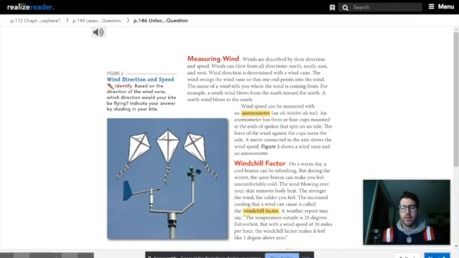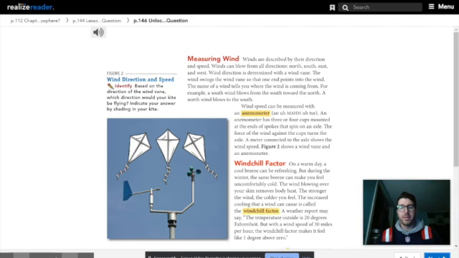Alright, so now that we know that wind is just high pressure air moving to an area of low pressure, let's talk about how the wind is measured. So winds are described by their direction and speed. Winds can blow from all directions, north, south, east, and west. Wind direction is determined with a wind vane. The wind swings the wind vane so that one end points into the wind. The name of the wind tells you where the wind is coming from. For example, a south wind blows from the south towards the north. A north wind blows to the south.